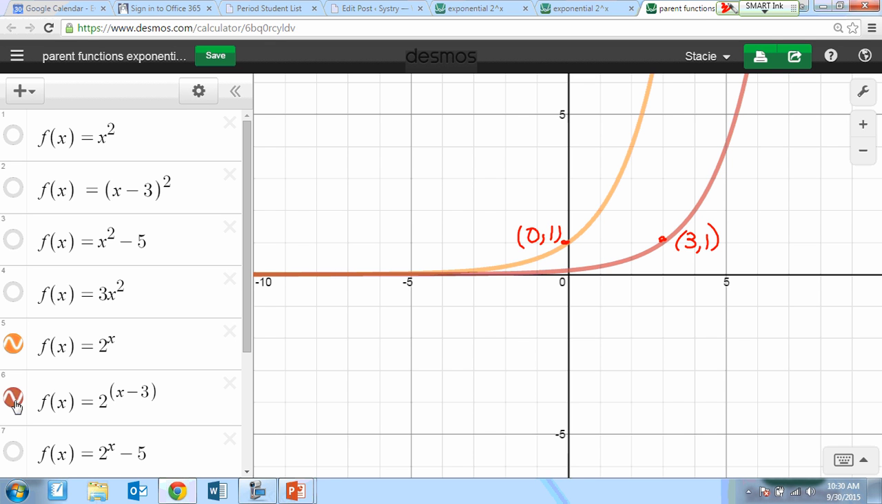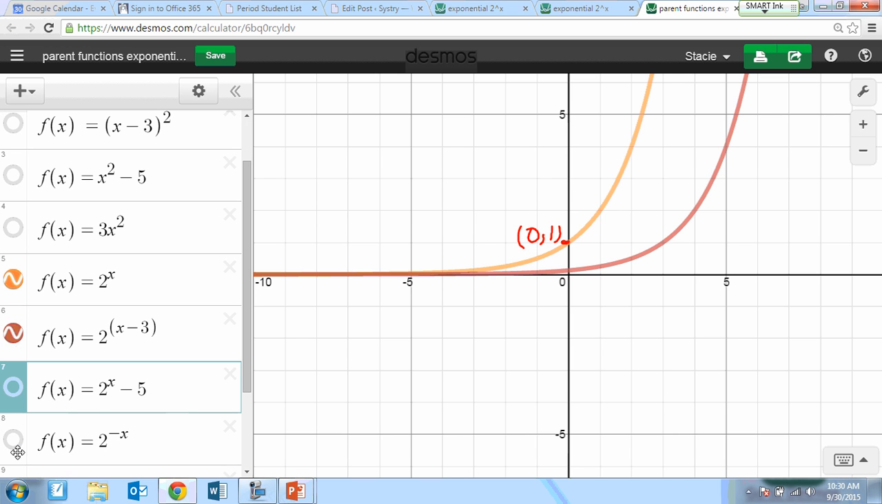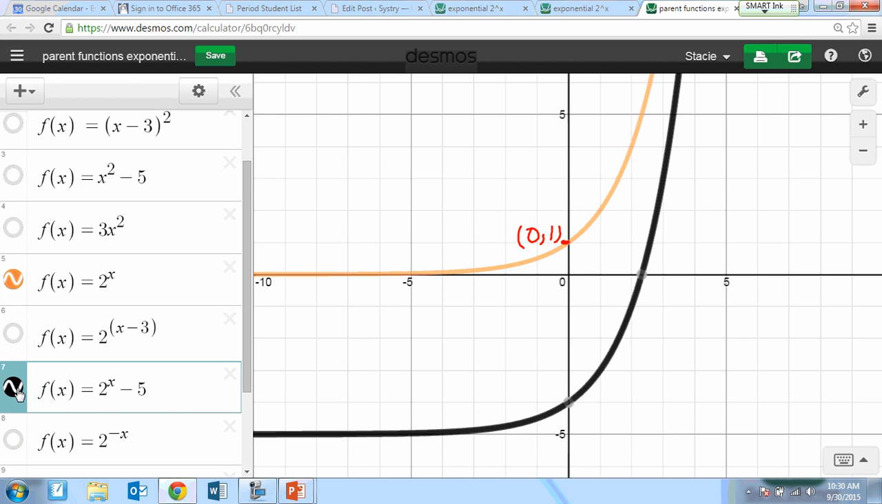Very cool with that? What do you think is going to happen when we take that 2 to the x and subtract 5 from it? It's going to go down 5. So let's find out. Ta-da. Okay? So instead of 0, 1, this is going to be 0, negative 4. It was 1, going down 5. Okay? Everybody cool with that?